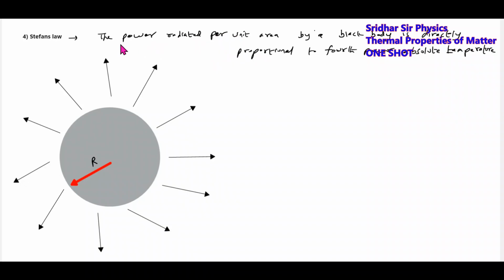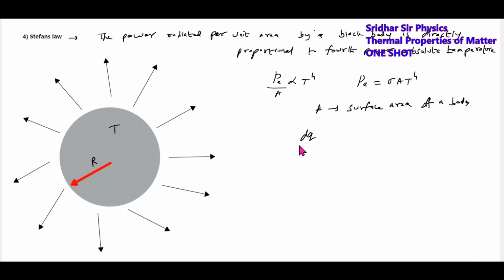Now, Stefan's law. The power radiated per unit area by a black body is directly proportional to the fourth power of its absolute temperature. To remove the proportionality, we introduce a constant: the total power emitted per unit area is sigma T to the power of 4. T is the temperature. What is A? The surface area. If the body is isolated, the power radiated is dQ by dt equals sigma A T to the power of 4, where sigma is Stefan's constant.